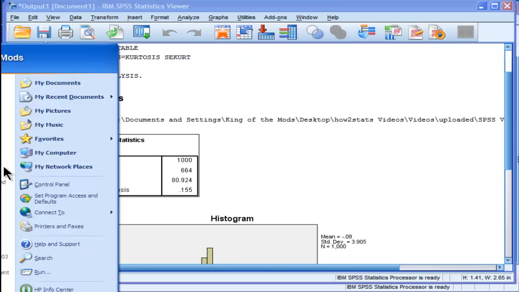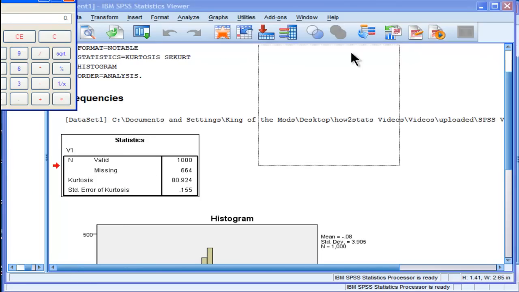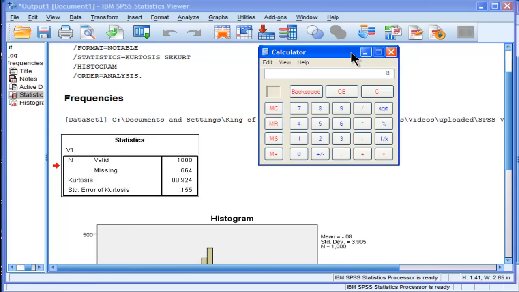All right, so get your calculator and input 80.924 divided by 0.155, and we get a whopping 522.09. So that's a definite statistically significant kurtosis value. So it's Z equals 522.09 and P less than 0.05, because 522.09 is larger than 1.96, which is the demarcation criterion for statistical significance.